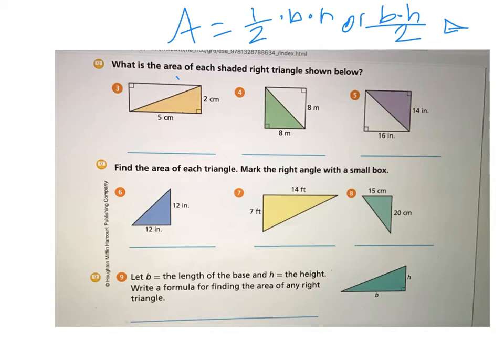So let's look at your first one. You know that it is base, so look for the right angle. Always look for the right angle so you can get your base. So that's 5 times 2, and you can divide that in half, which is 10 over 2, which equals 5. 5 square centimeters. Go ahead and do number 5.